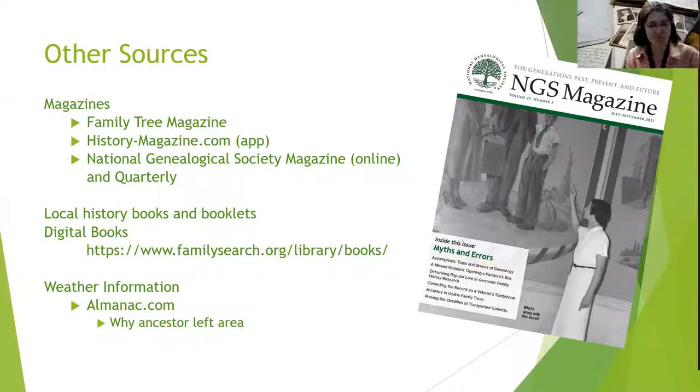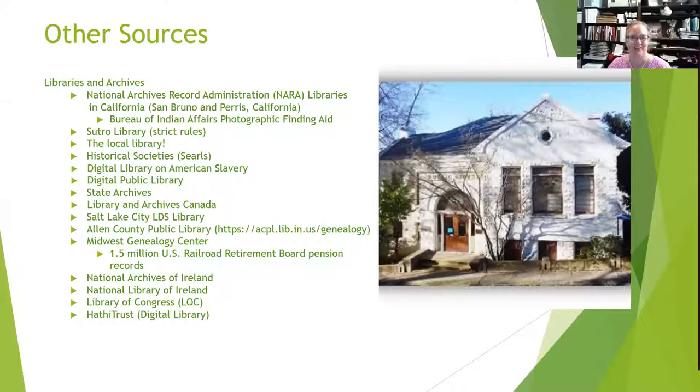Okay, so other sources to look at: libraries and archives. Hooray! We're actually blessed in this county. We have two resources for historical information: the Foley Library, which is run by the county, and then the Searles Library, which is run by the Nevada County Historical Society. So both us and the Searles have a wealth of information about local families and history in general.